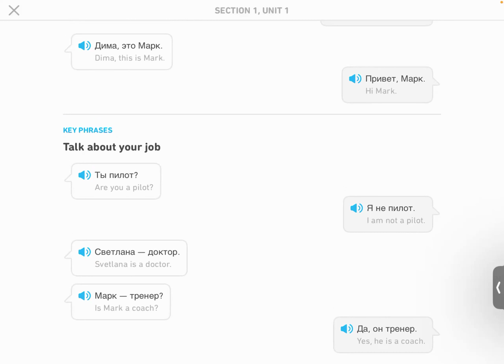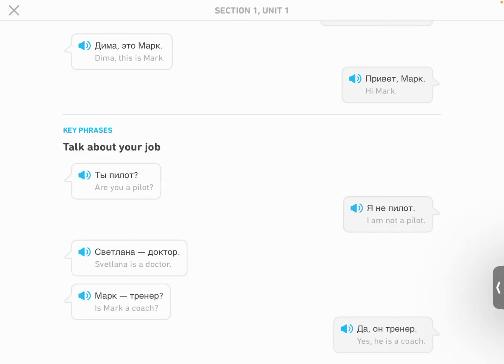So instead of saying literally Svetlana is a doctor, they just say Svetlana doctor. Светлана, доктор. You say doctor just like in English. Same thing with a coach. You don't say is or a, you could just say Марк, тренер. Trainer in Russian means coach. And then if you want to say yes, he is a coach, you say da means yes, nyet means no.